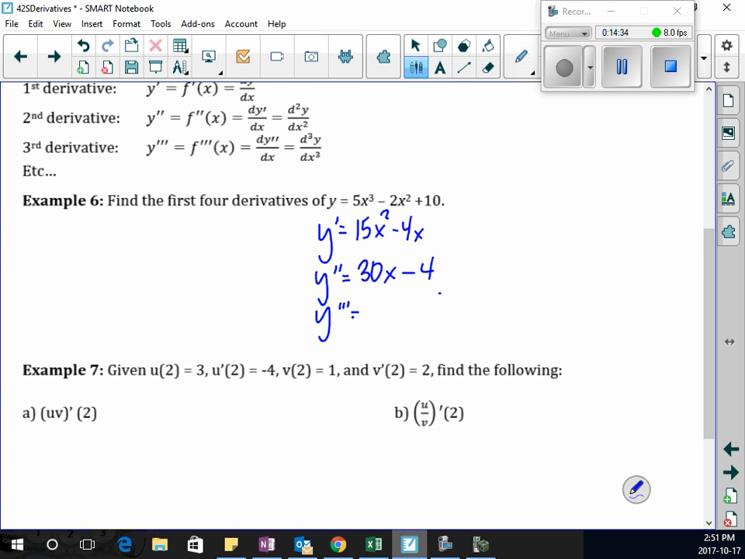Y triple prime. Does everybody see it's going to be 30? And what's y to the power 4? Usually we just put a little 4 like that, by the way. It would be 0. Actually, the way they do it is they put it in brackets like this so that you know it's not a y to the power 4.